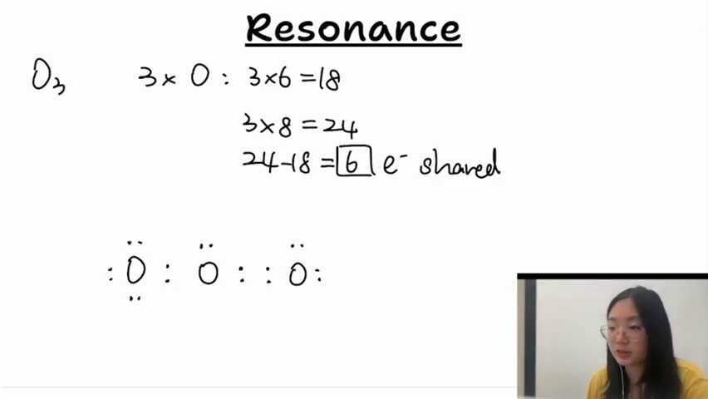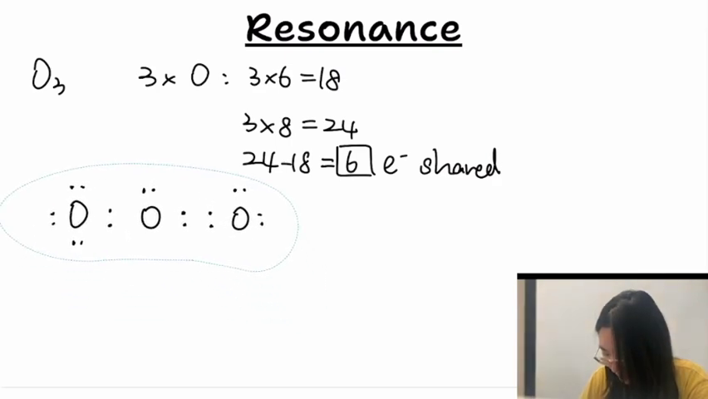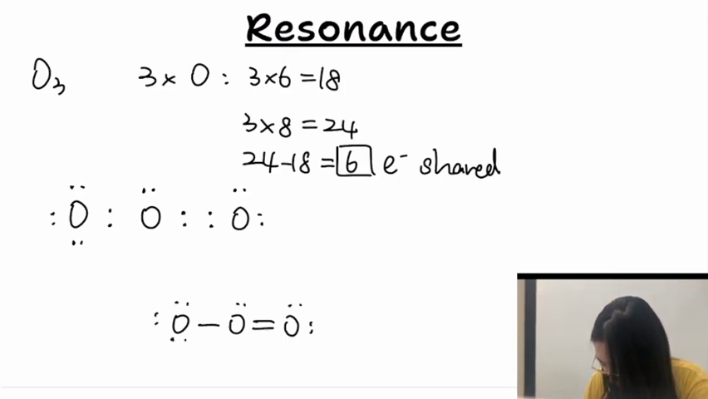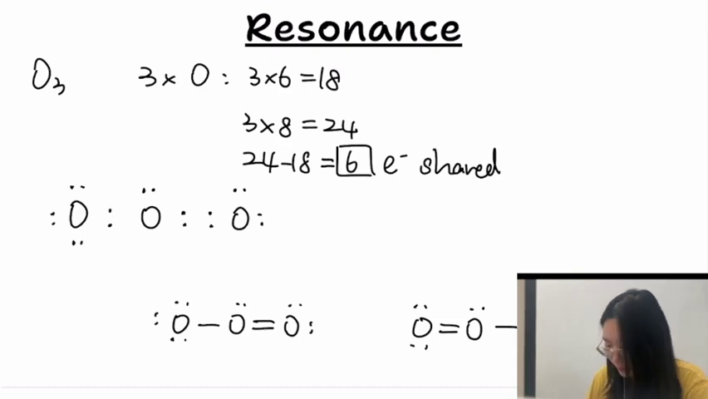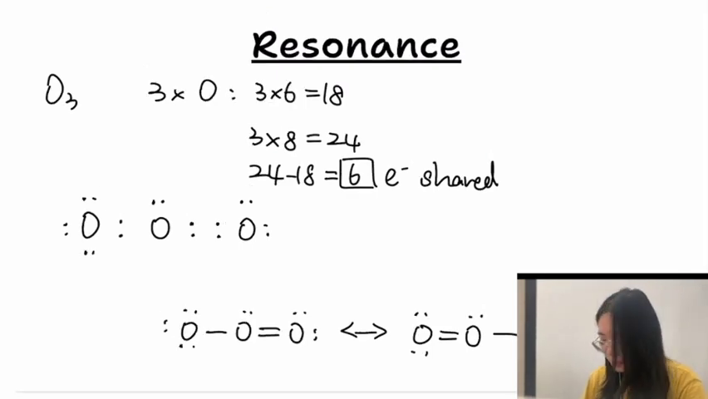So ozone basically has an oxygen-oxygen single bond and an oxygen-oxygen double bond. But is it possible that the two oxygens on the left side carry a double bond and the oxygen on the right side carries the single bond? Absolutely possible. So oxygen-oxygen double bond and oxygen-oxygen single bond is also a possible structure of ozone. And these two have exactly the same formal charge, so it doesn't really matter which one has a lower formal charge.